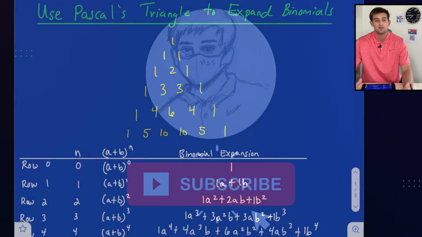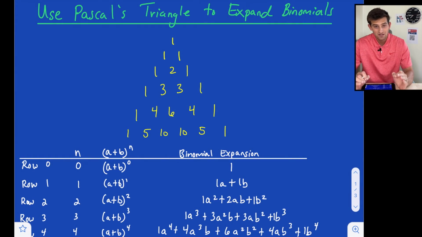Hello everyone, in this video we're going to talk about how we can use Pascal's triangle to expand some binomials. So at the top of the screen in yellow we see Pascal's triangle, and what we notice is the first number and the last number in each row are 1, and the other numbers are just the sum of the two numbers that are directly above it.